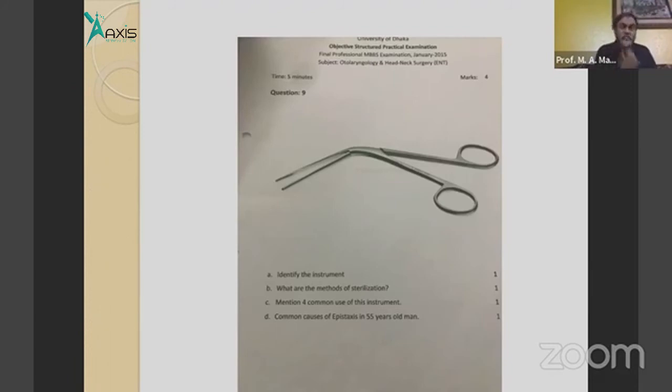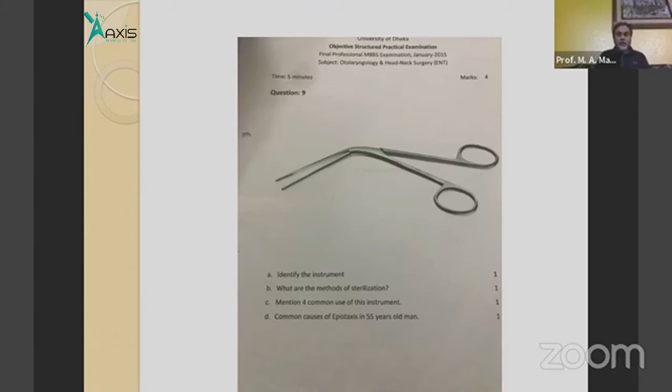Or we can take any foreign body from the nose, like your flat foreign body, plastic, or any foam. Very easily you can take it out. Or even we can take a cotton wool from the pinna or from the ear.